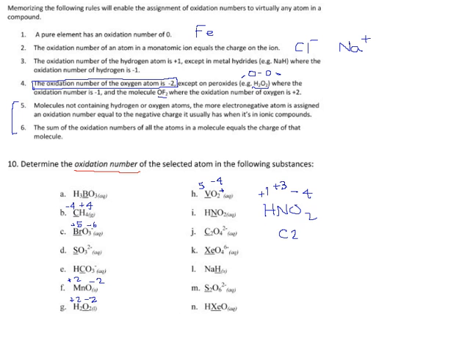C2O4, oxalate. Oxygens are minus 2 each, so there's a total of minus 8 charge from our oxygens. We need to get up to minus 2, which means the carbons must be providing plus 6 or plus 3 each.